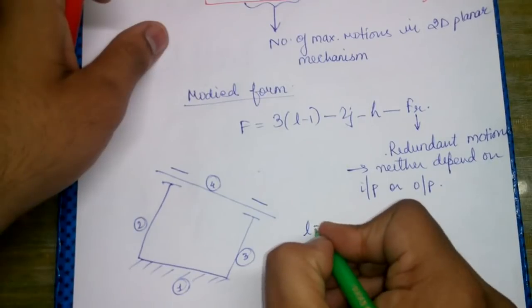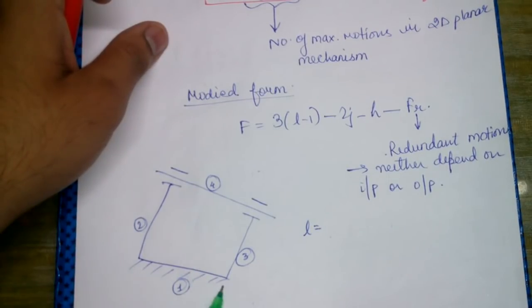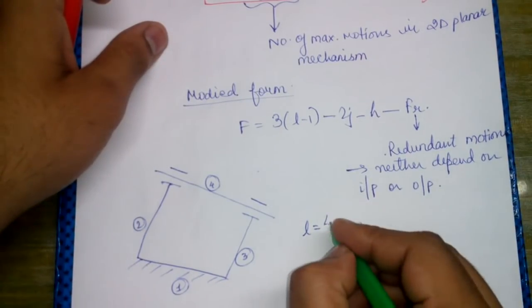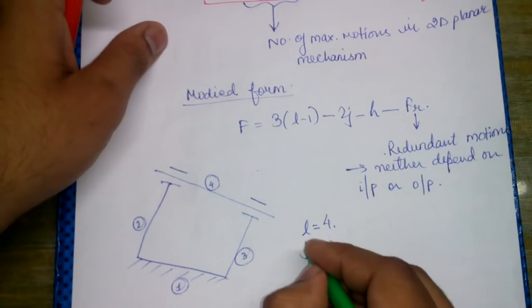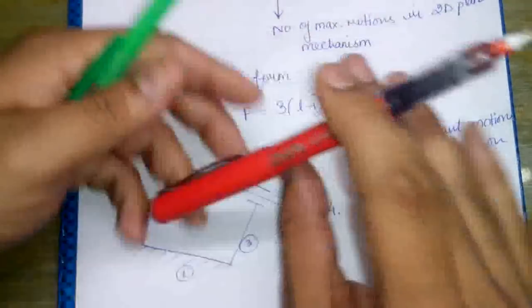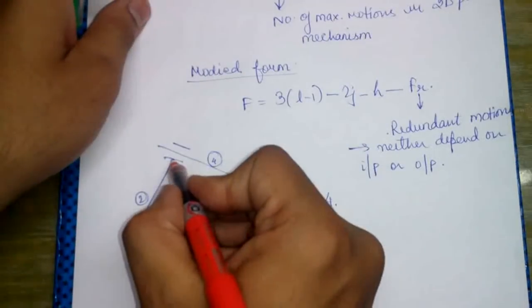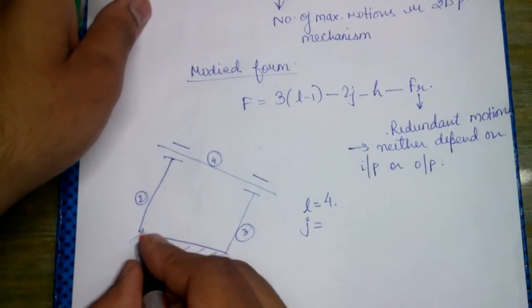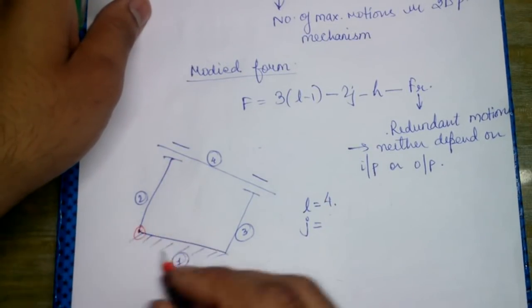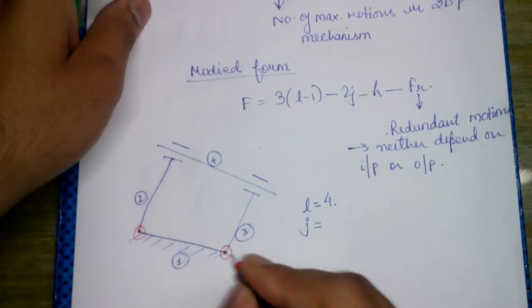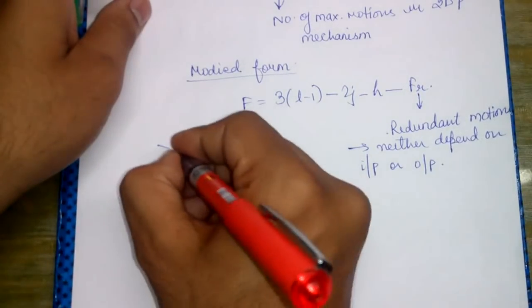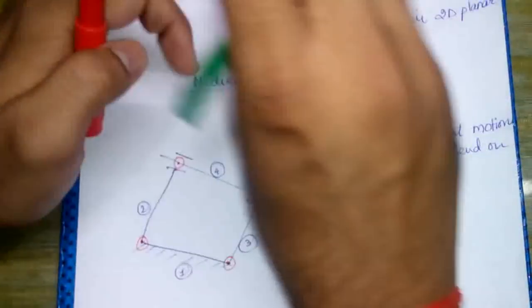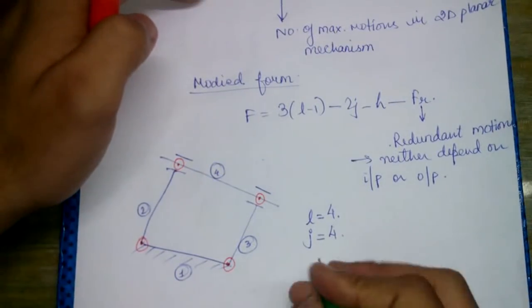First of all, we will find out the number of links. So the number of links is 1, 2, 3 and 4. Then we will find out the number of joints. For the number of joints, I'll tell you a very simple trick. One link and the two link joined here, one joint. Similarly, second joint, third joint and fourth joint. So the number of joints is 4.